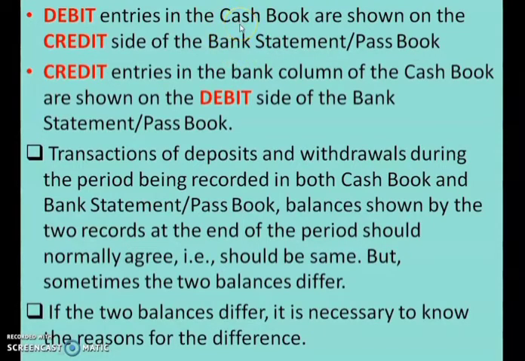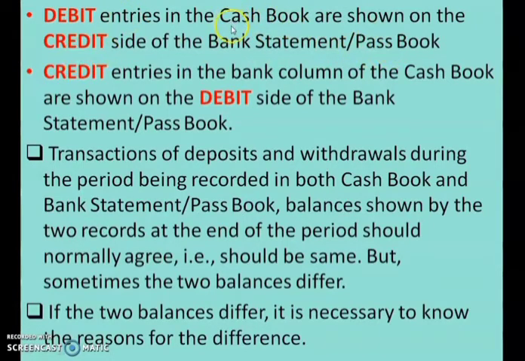Cash book is showing in what way the cash is going out or coming in the business. What are the cash receipt and payment of the business? And passbook is showing the cash deposited and cash withdrawn by the businessman. Okay, so both books are giving you two different requirements. Cash book's debit entry is a credit entry for the passbook.